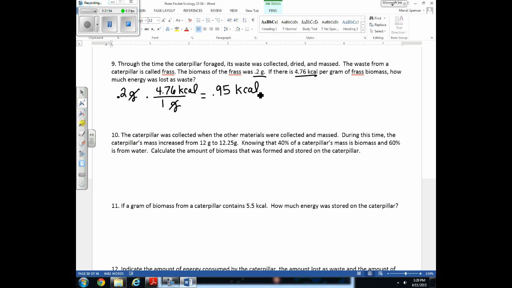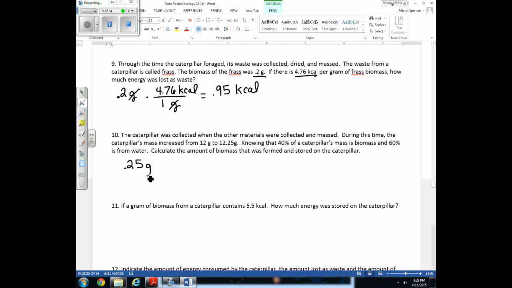We're going to figure out how much energy was stored on the caterpillar from what was taken in from that 2.2 kilocalories that was taken in. So it says that during this time, the caterpillar's mass increased from 12 grams to 12.25 grams. That caterpillar went up 0.25 grams.